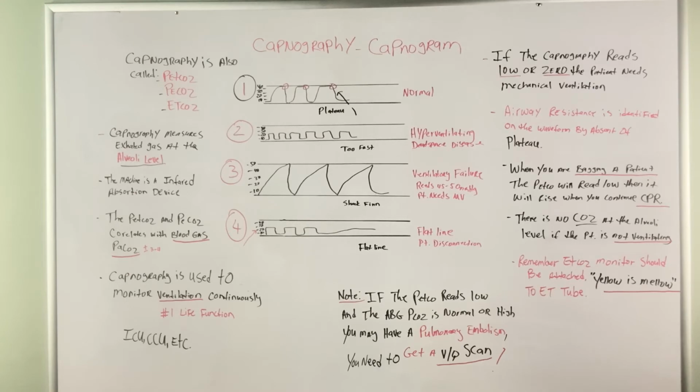Capnography measures exhaled gas at the alveolar level. The machine itself is called an infrared absorption device. The PETCO2 or PeCO2 correlates with the blood gas PaCO2, plus or minus 3.